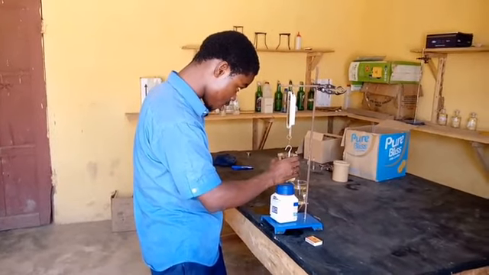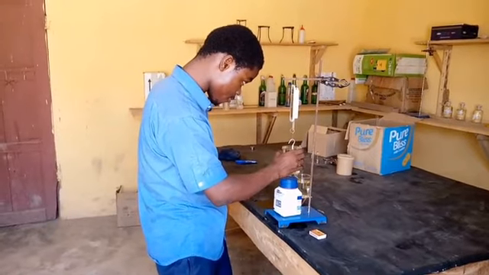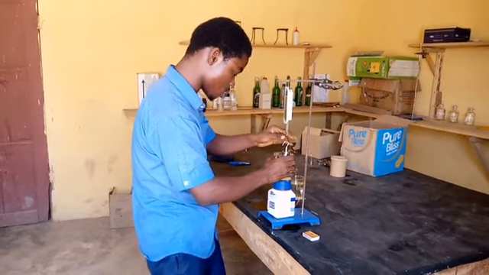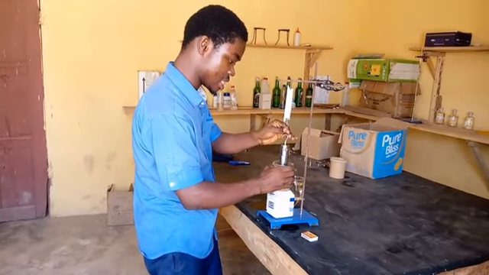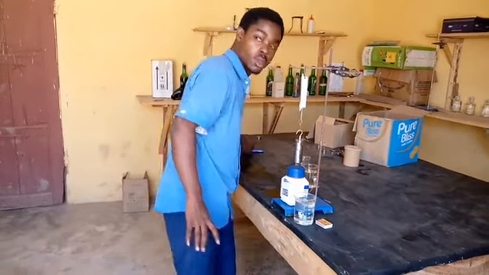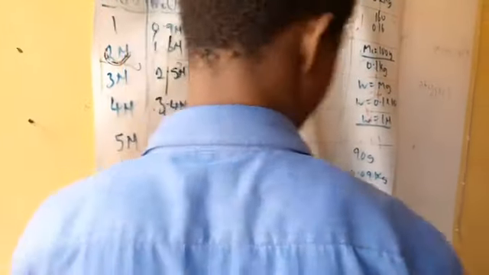I have 100, 200, 300, 400, 420, 430. This is 430, total immersion. 430 is 4.3 Newton. So I have 4.3 Newton here while immersed in water.